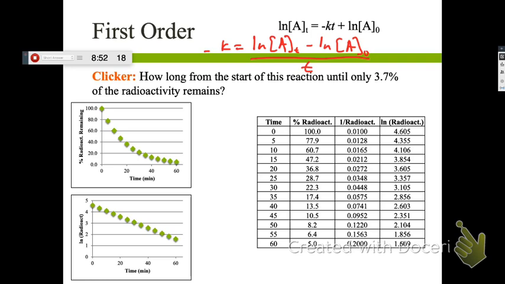My bad. I did 1.609 minus 4.605 divided by 60. So 1.609, and then you had 4.605, and then you had on the bottom 60, and that will give us our negative rate constant. What did you find for that value? 0.049. Does that sound right?